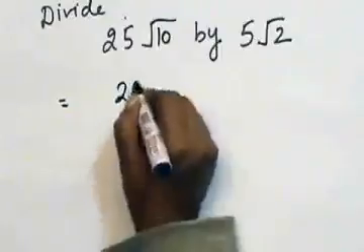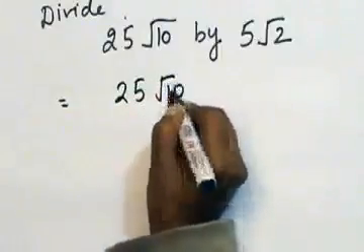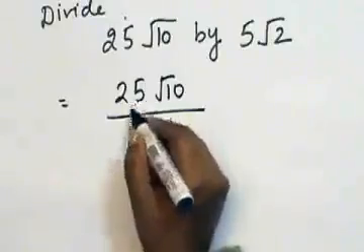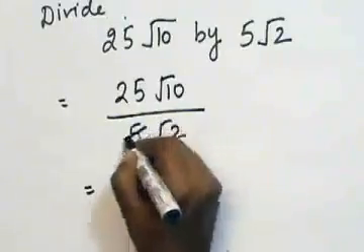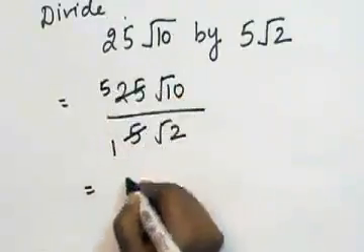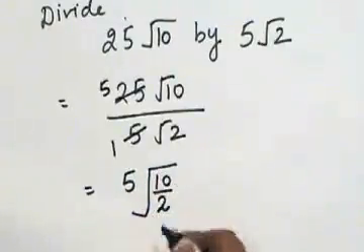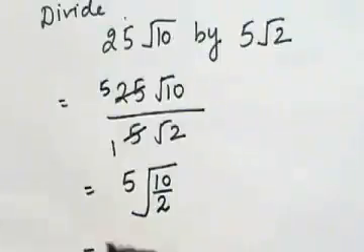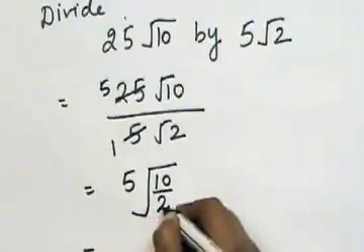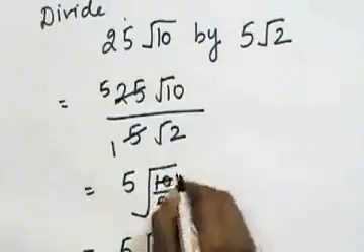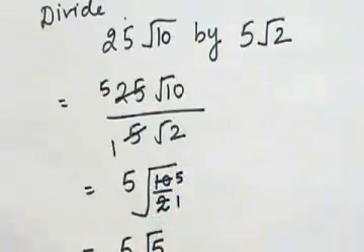But here, it is 25 root 10 divided by 5 root 2. The rational part can be divided directly. 5 5s are 25, so it becomes 5. And the irrational part separately. It is root 10 by root 2, which becomes root 5. So the answer is 5 root 5 when we divide 25 root 10 by 5 root 2.